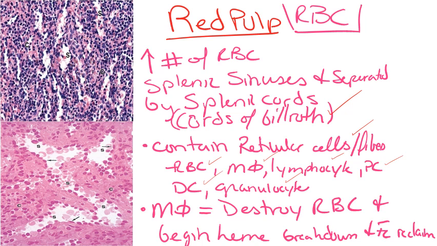So our macrophages actually destroy red blood cells and begin the heme breakdown and iron reclamation. So this is going to be our iron 2+ reclamation. So remember, destruction of red blood cells happens every 120 days. So this is where we refer to senescent red blood cells. And on the left here, we can see that our S stands for the sinuses and our C stands for our cords of Billroth.